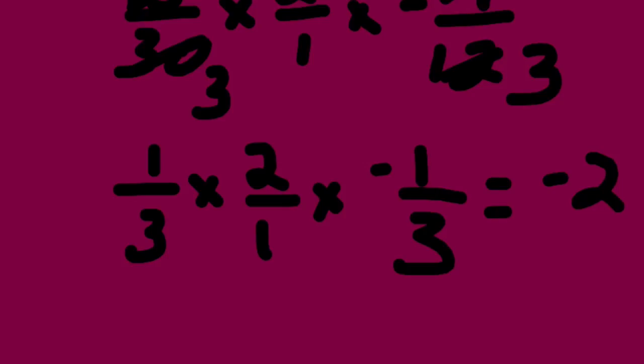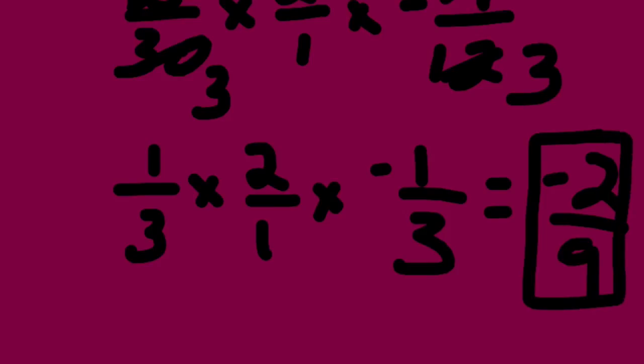Now let's look at the denominator. We have 3, 1, and 3. So 3 times 1 times 3. So 3 times 1 is 3, and then 3 times 3 is 9. So we get negative 2 over 9.